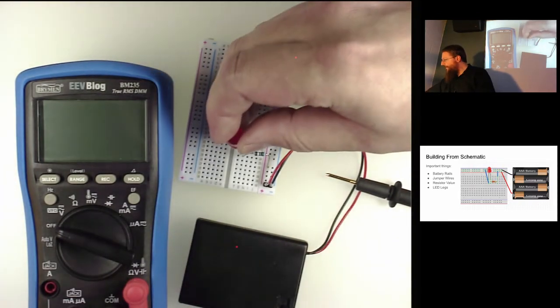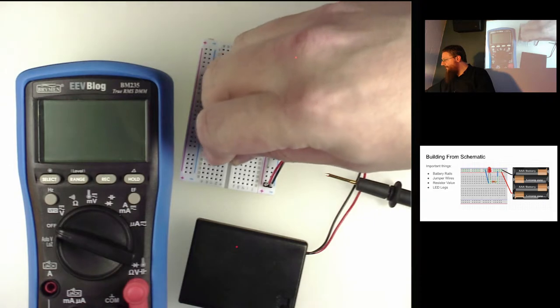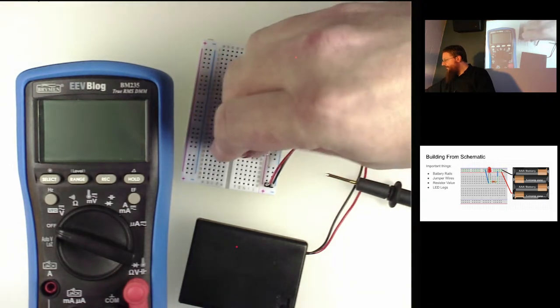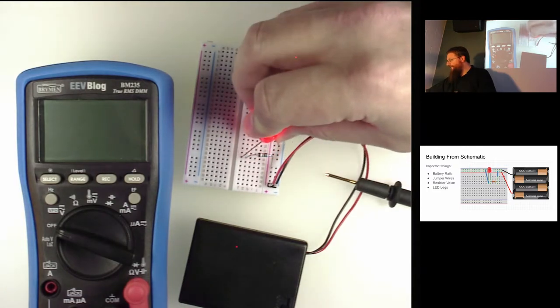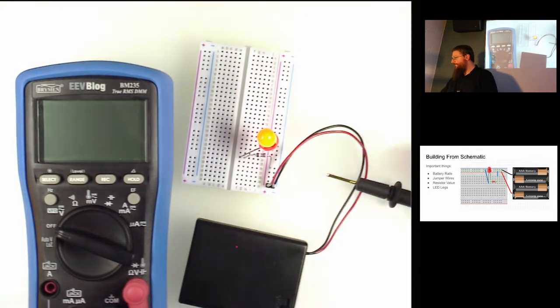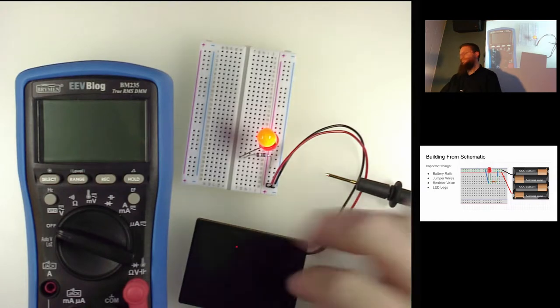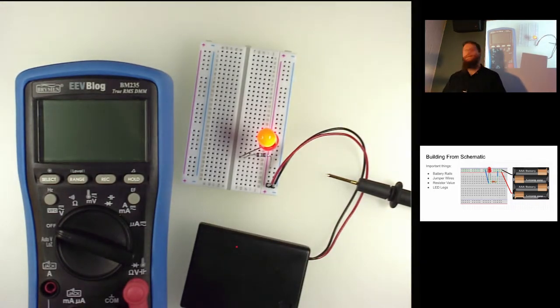So to connect that, I put it in the same row, 24, and the other leg of the LED connects to ground. And as you can see, as soon as I plugged it in, the LED lit up because electrons now have somewhere to flow. So that works for now.